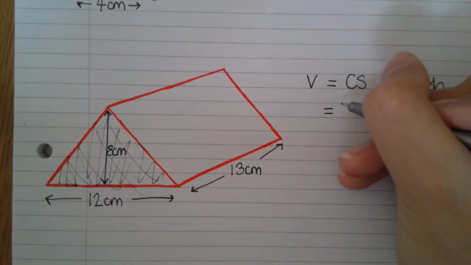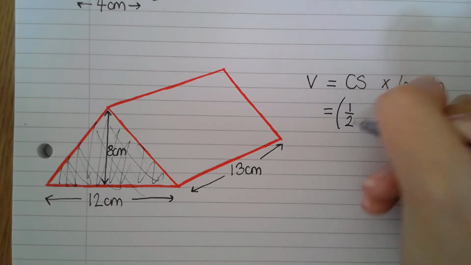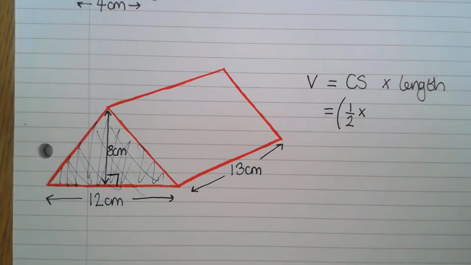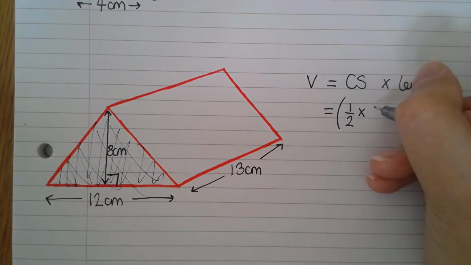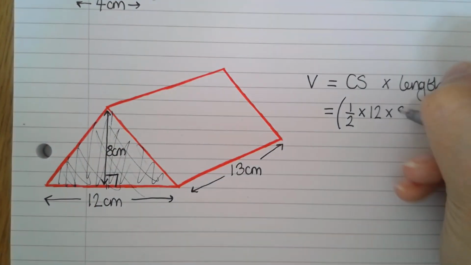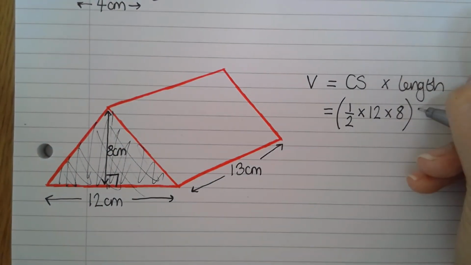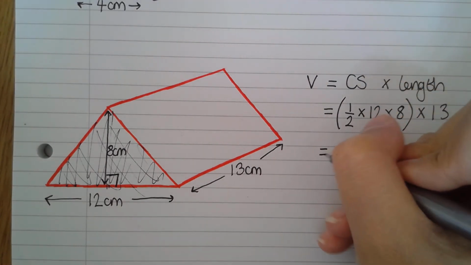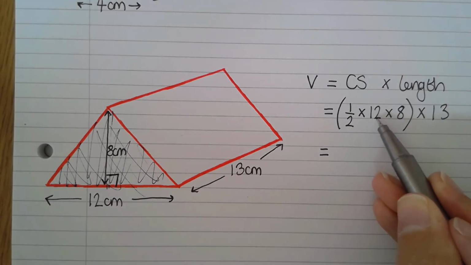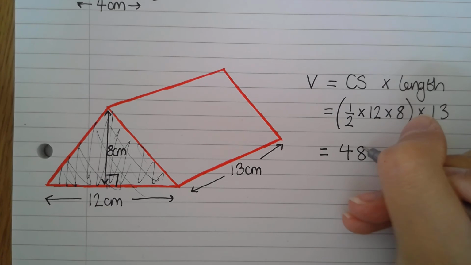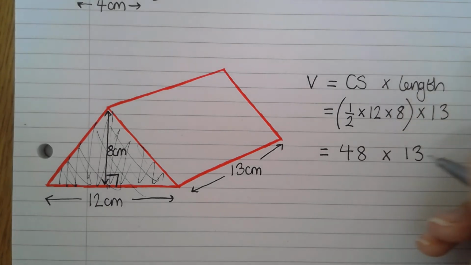So the area of a triangle is half times base, which is 12. They make a right angle, remember, the base and the height. So base is 12 times height is 8, times by the length. Well, the length is 13. So a half times 12 is 6. 6 times 8 is 48, times 13.